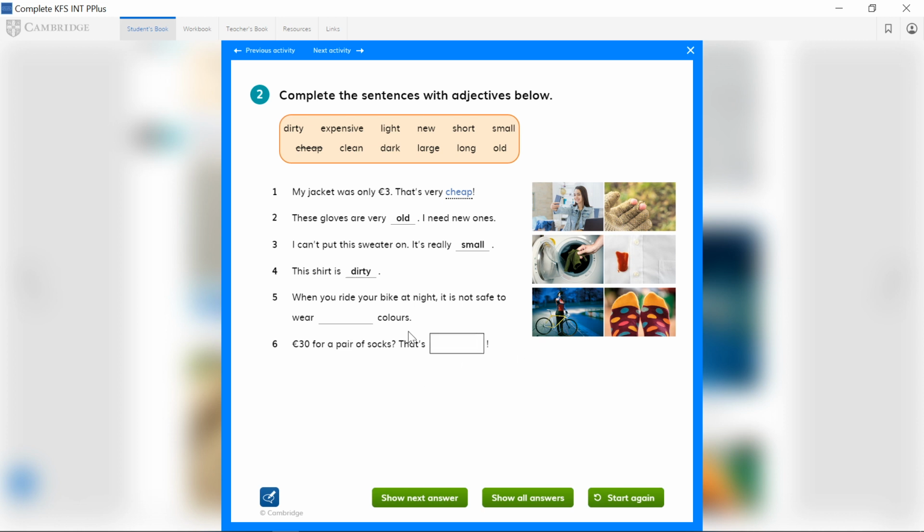Nice. Now for question 5. When you ride your bike at night, it is not safe to wear. So it is not safe to wear. What do you think, guys? When it's at night, there is no light. Alright, so it is not safe to wear dark colors. Okay? All your colors should be light. Okay, like this shirt here. Okay, nice. And 6, 30 euros for a pair of socks. What? So, see number 1, my jacket was only €3 and it was very cheap. Now for these socks, €30, man, that is very expensive. It is the opposite of cheap. Okay, so the socks are very expensive.